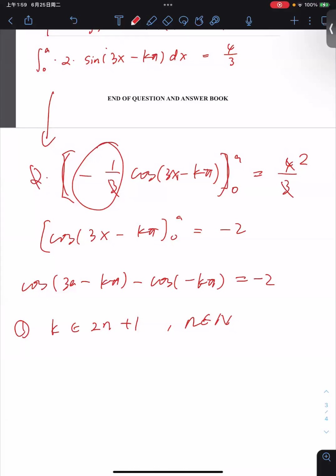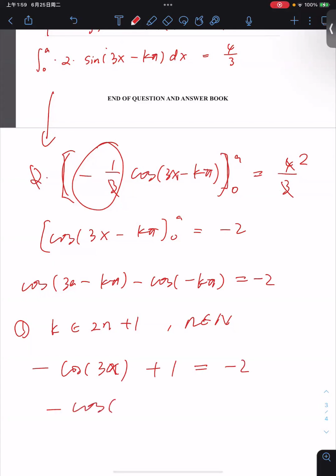Then we can see that if k is an odd number, then negative k pi should always have the same answer as negative pi, okay? Or positive pi, same thing, all right? What is it? Cosine of negative pi or cosine of pi is negative 1. So you're going to minus negative 1. And then 3a minus k pi, you're going to go to the other side, all right? For the cosine, by the symmetrical properties, you're going to have negative cosine 3a, all right? And then it's negative 1 minus negative 1, you're going to plus negative 1, equal to negative 2.